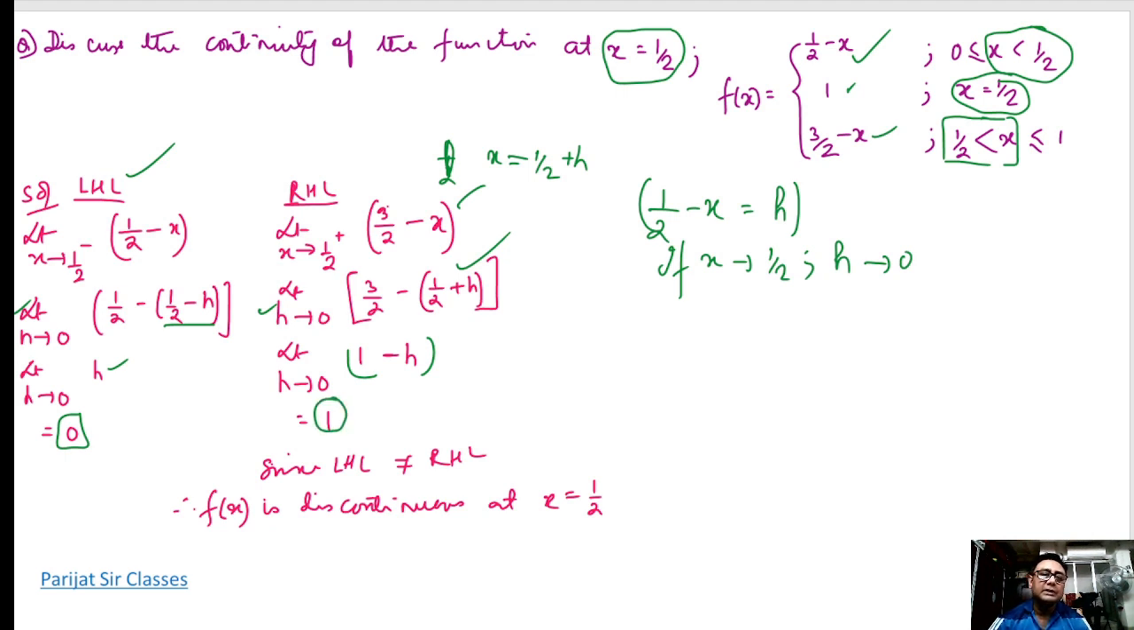That means we can see that the left hand limit is not equal to the right hand limit. So I can tell it is discontinuous at x equal to half. Clear?